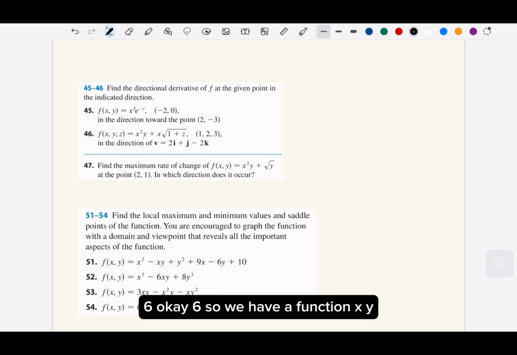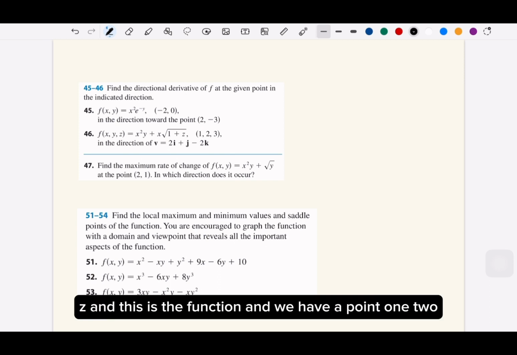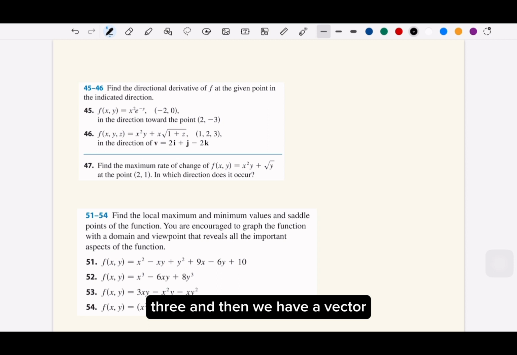Okay, 46. So we have a function of x, y, z. This is the function, and we have the point (1, 2, 3), and then we have the vector. The vector is 2i plus j minus 2k. So it's asking for the directional derivative.